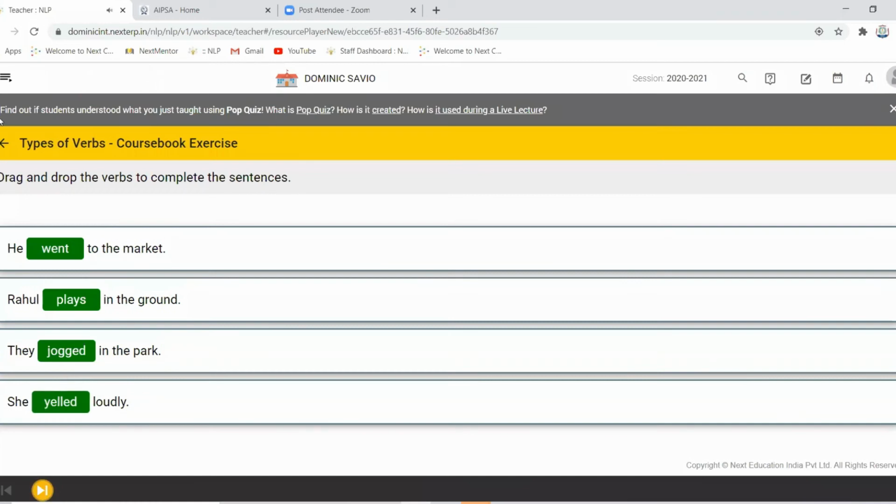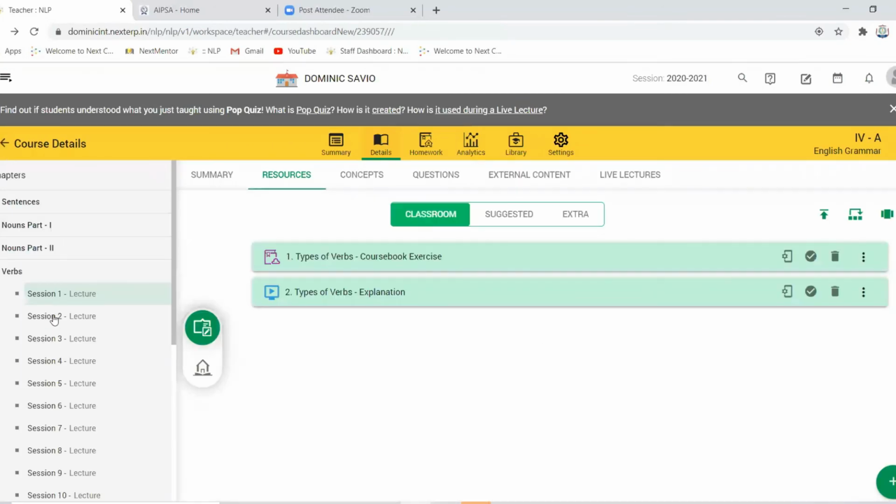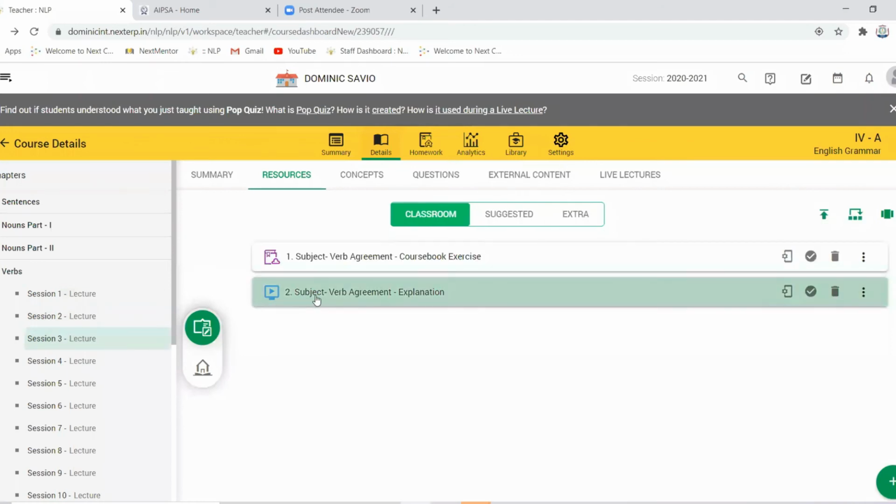So today, let's see another example for different types of verbs. That means you can understand the subject verb agreement also.